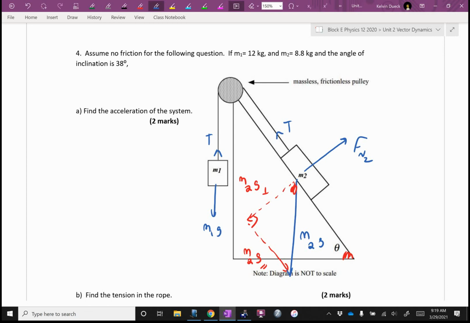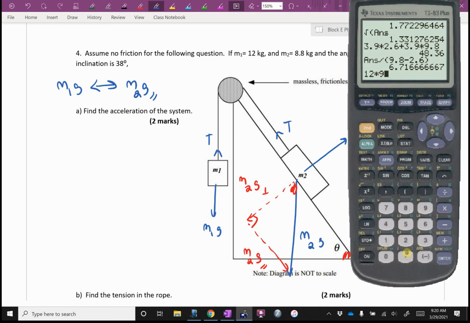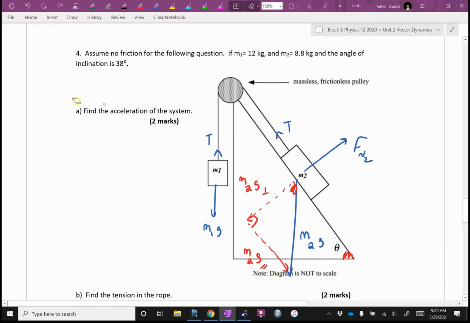Who's winning? I've got to be honest, at first glance, I'm not sure. But the tug of war is between M1G and M2G parallel. Those are the ones that are pulling on each other. So really quickly on my calculator, I'm going to crunch. I could have also just said, since the heavier mass is on the left and it's getting all of gravity, it's going to be the winner. But okay, 8.8 times 9.8, parallel is sine. What's theta? 38. Yeah, definitely M1G is the winner. So M1G minus tension plus tension minus M2G parallel equals M all of them times A. Tension cancels.